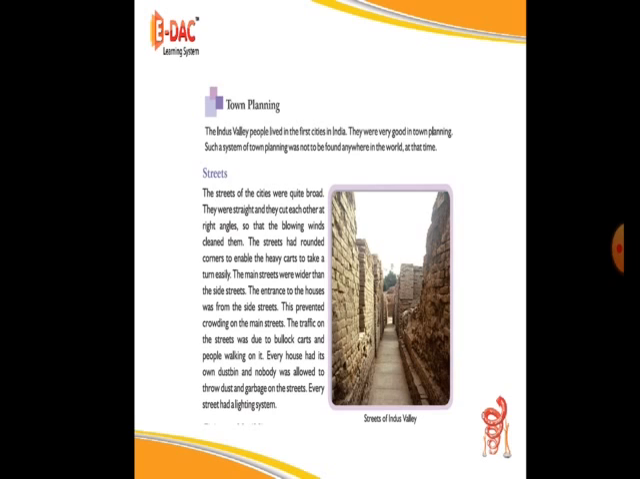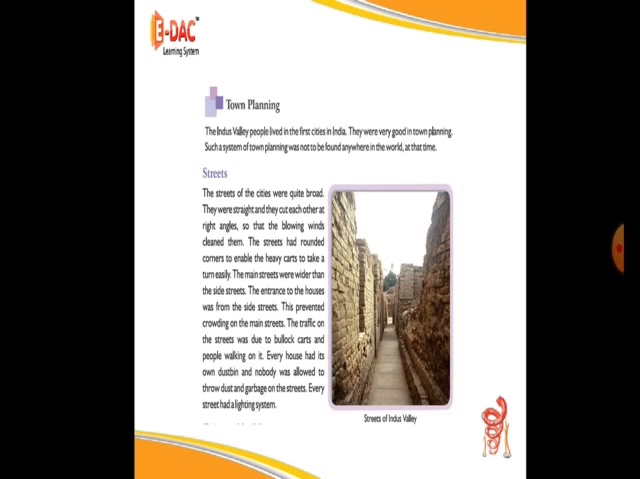The streets of the cities were quite broad. They were straight and they cut each other at right angles so that the blowing winds cleaned them. So the streets were cleaned by the blowing winds. That's how the roads were designed so broad. The streets had rounded corners to enable the heavy carts to take a turn easily.